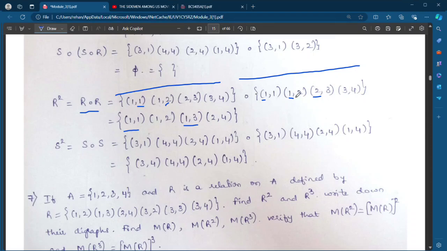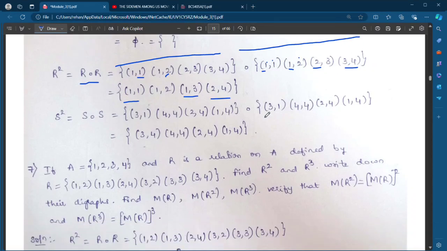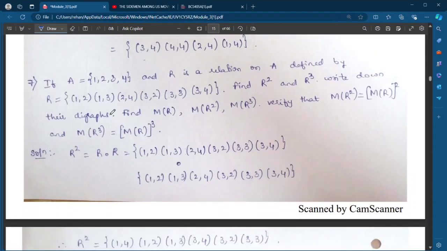One ending with 1 here, starting with 2 are there. So I'll write first 1 comma 1, then I'll write 1 comma 2. Then here 2 comma 3. Anything starting from 3? Yes, one thing is there. So 2 comma 4 I'll write. Then 3 comma 4 ending with 4. Anything starting with 4? No, nothing. Same way S square is done, right?